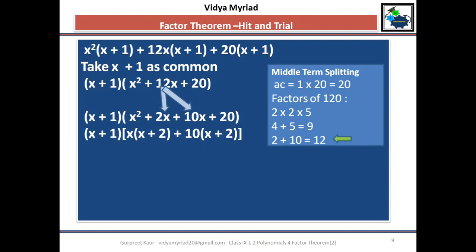Inside x plus 2 is there. Next, 10x plus 20, 10 is common. So again, x plus 2 is there. So x plus 2 is common. Now I can easily write down that x plus 1, x plus 10 and x plus 2, these are the factors of the polynomial. So this is the way the hit and trial method is used, and you must practice these types of questions.